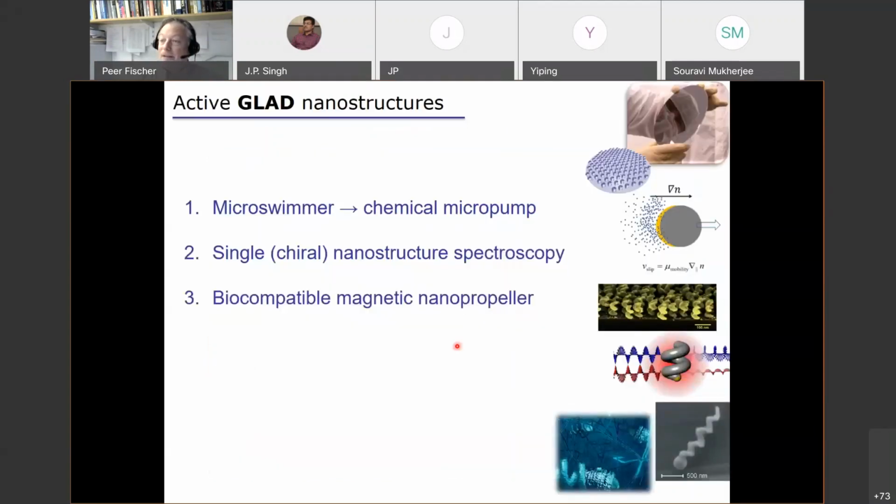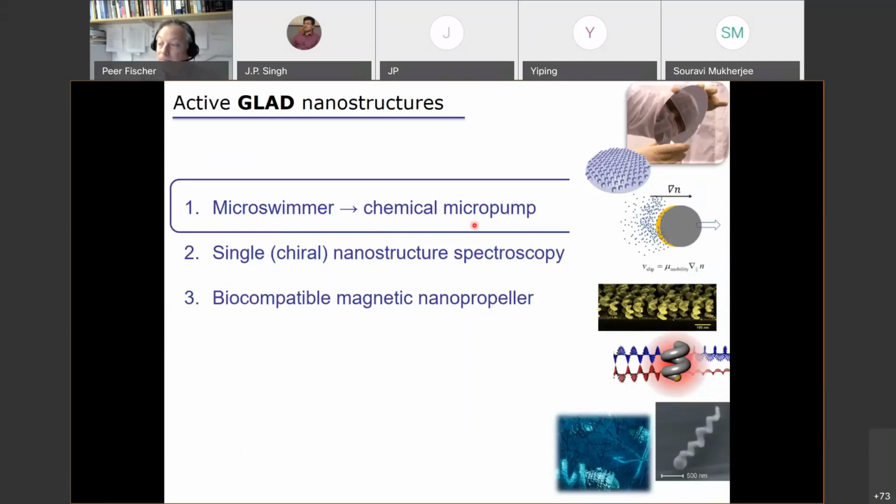Now, this is the outline for today's talk. I'd like to discuss these projects here, each of which is motivated by a science question, and it turns out that shadow growth and glancing angle deposition both are useful in addressing and solving these issues. And so let me begin with the first one, which is on micro swimmers, and we want to make a pump. And again, it turns out that shadow growth can do it.